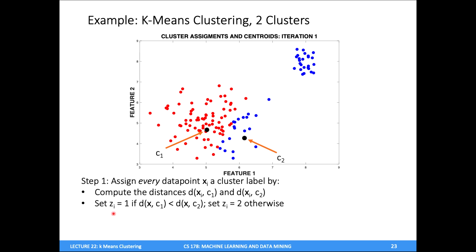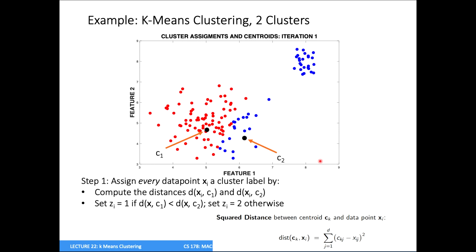So I'm going to set z sub I, again, the label associated with the data point x of I, to be 1 if the distance between x sub I here and the cluster centroid C1 is smaller than the distance to the other centroid. Otherwise, we'll give it the label 2 because the other cluster centroid was closest. So I took those randomly initialized clusters and now assigned data points cluster labels.